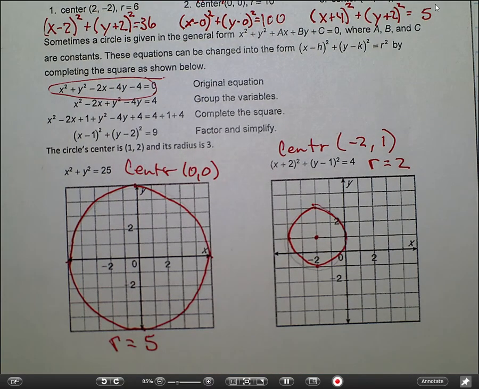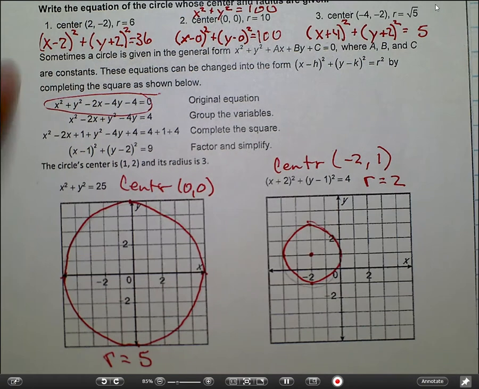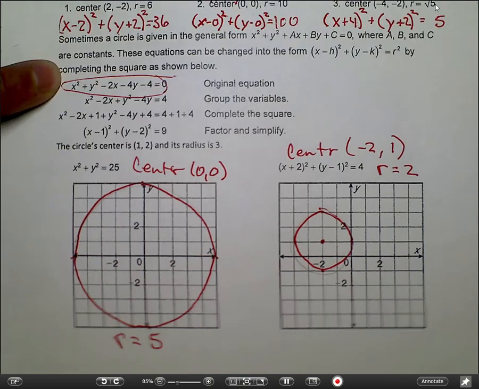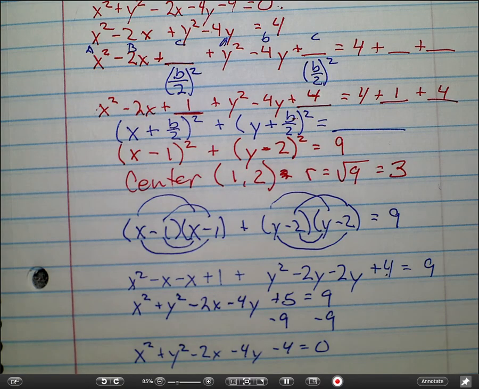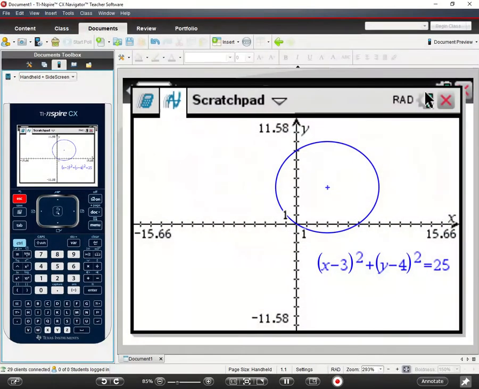Now, the last part of this is we're going to do this previous problem in the calculator. If you're having trouble seeing what your graph is supposed to look like, put it in the calculator. So we're going to do that with this one right here that is circled in red. So we're going to do the one that we actually did there.